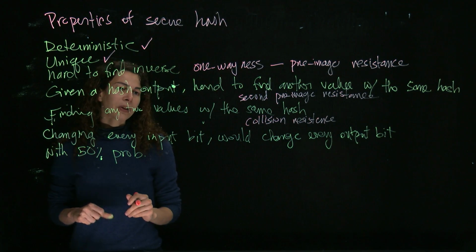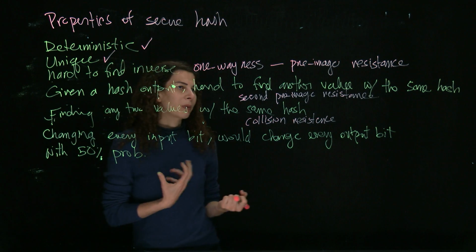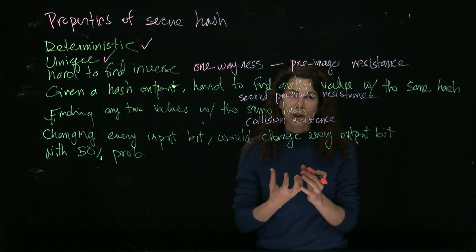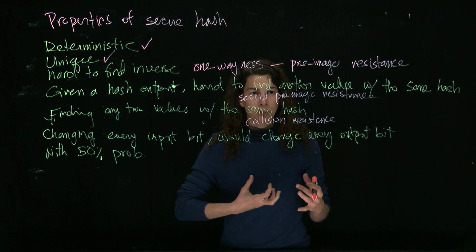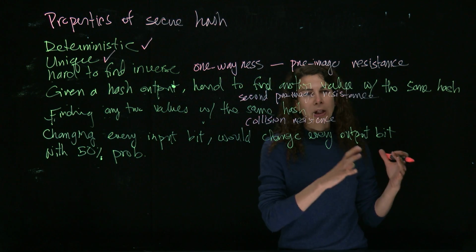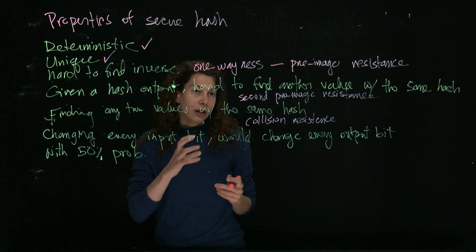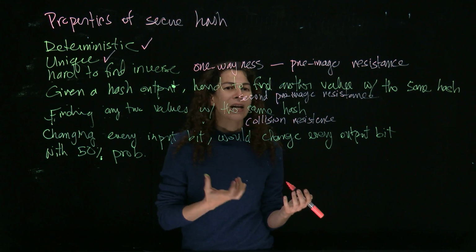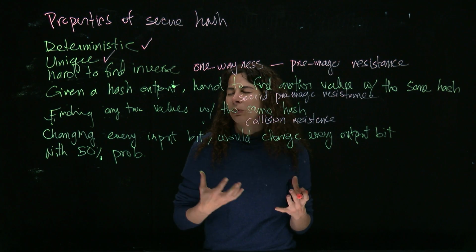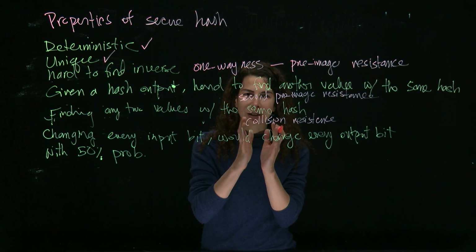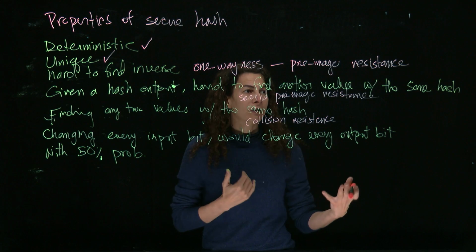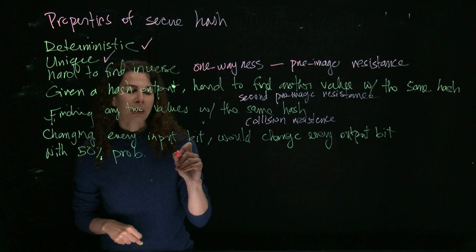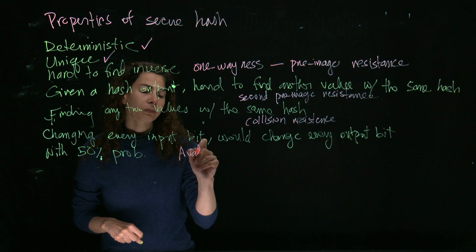And then the other property, which is also a property of security, is that every time you change something in the input of the hash, you want at least 50% of the output bits of the hash function to change. This will make sure that if you have two inputs that are very similar in terms of distance, they hash to very different values in the output hash, and this is often called the avalanche property.